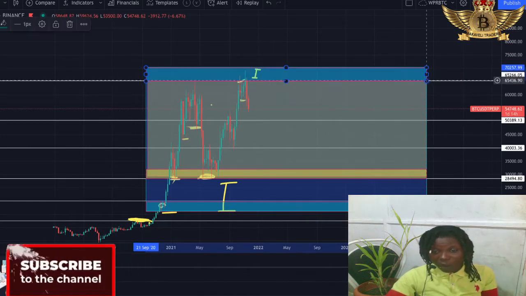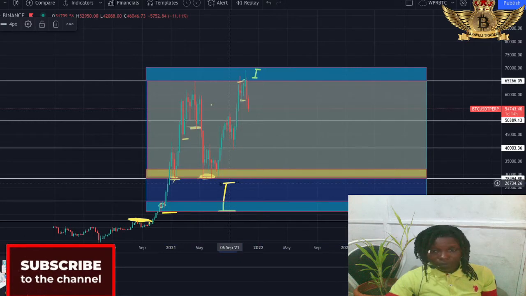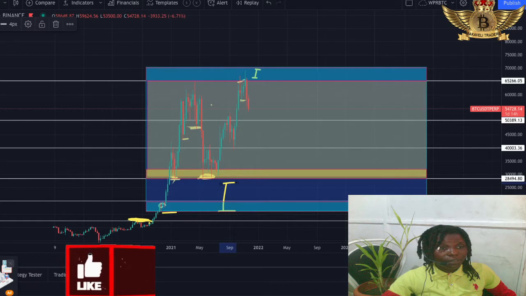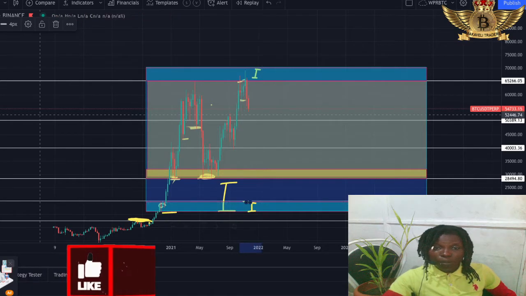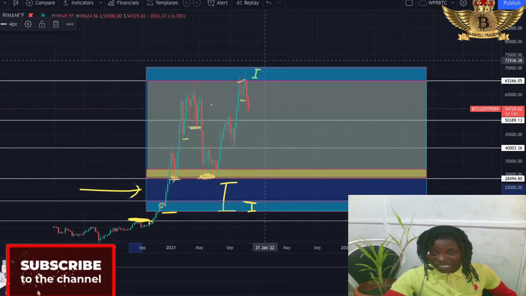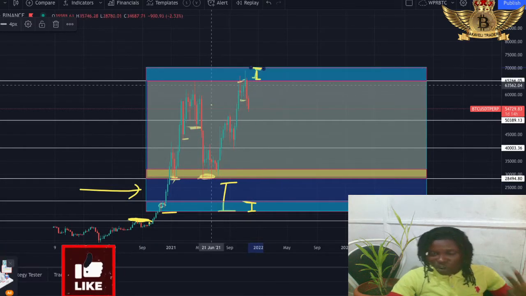Now you see how important this area is. You see how important this area is. So this is the support area of this big blue box, and this is the resistance area of that big blue box. So we're taking note of that.